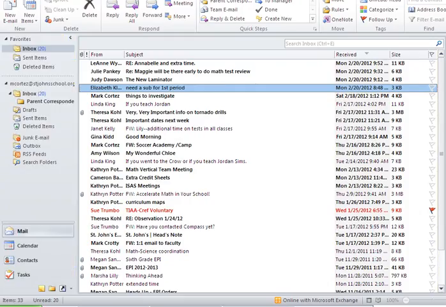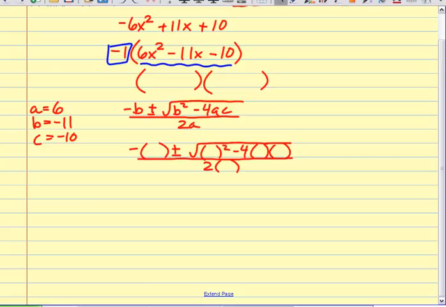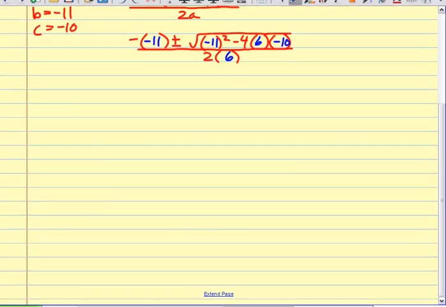Now, let's fill in the numbers here. B says negative 11, negative 11. A is 6. And C is negative 10. Now, you guys are already on your calculators beginning to simplify all of this. I'm working a lot slower than you guys are. This is positive 11 plus or minus the square root of 121 plus 240. Because it's negative 4 times 6 is negative 24 times negative 10 is positive 240, all over 12.